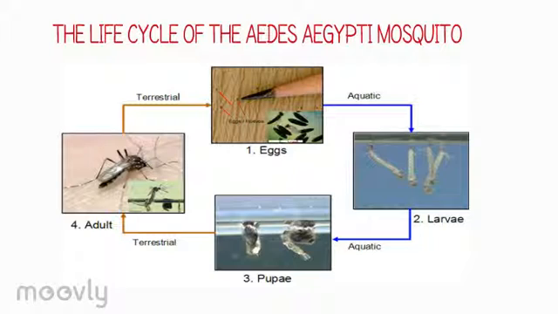Thus, there is an aquatic phase and a terrestrial phase in the Aedes aegypti life cycle. The aquatic phase consists of the larvae and pupa, and the terrestrial phase is with the eggs and adults.